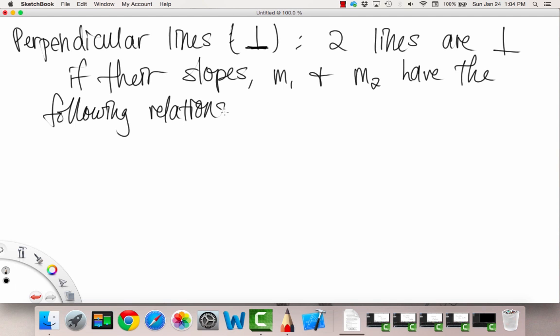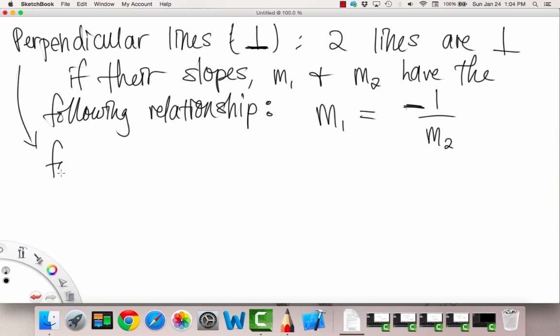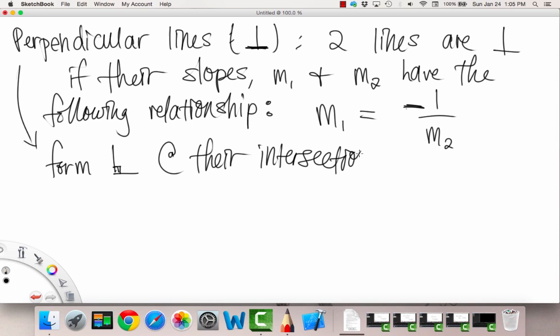Okay, and that relationship is that, let's say, m sub 1 is equal to the negative reciprocal of the other. That might look a little bit weird and fancy, but we're just going to take it as it is. Basically, they form right angles at their intersection. So these two lines form right angles, and I'll just denote it by this, form right angles at their intersection.